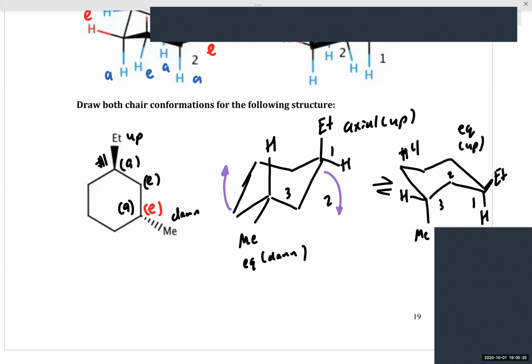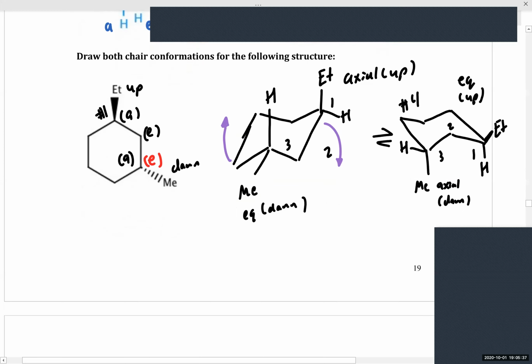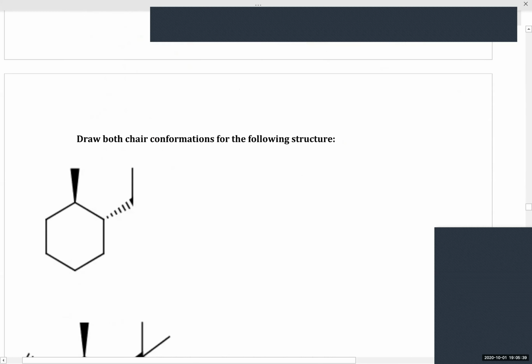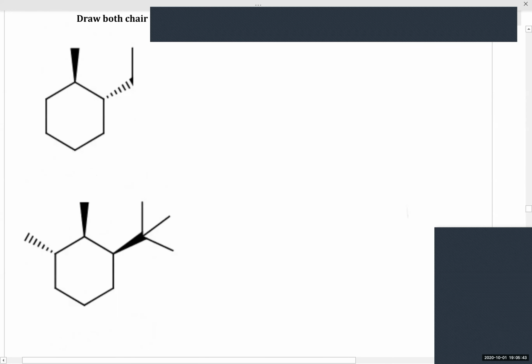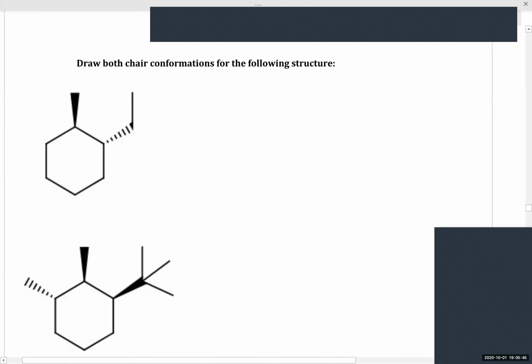Does everyone see how the shortcut can potentially save you a little bit of time? Really, it depends on what you're more comfortable with. Okay, so let's keep going. And what I'm going to have you do is I'm going to showcase the first one and you'll do the next two. So we're asked to draw chair conformations for the following structure.